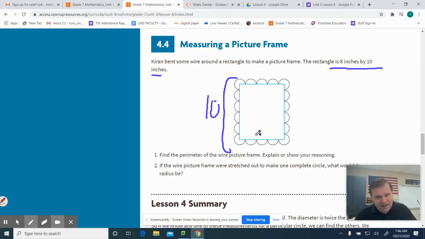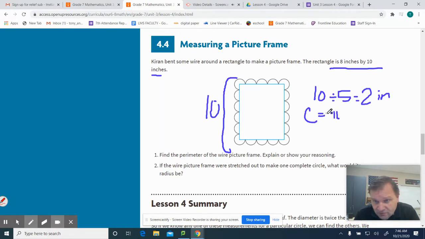Okay. So I know that if I want to find the diameter of those, I have to divide, taking this one and this one to form another half. I have to divide that 10 by 5 to get the diameter of just each of these circles. Okay, so I know that that diameter of each of those circles is 2 inches. Now I know that if I want the circumference, I have to multiply pi times the diameter.